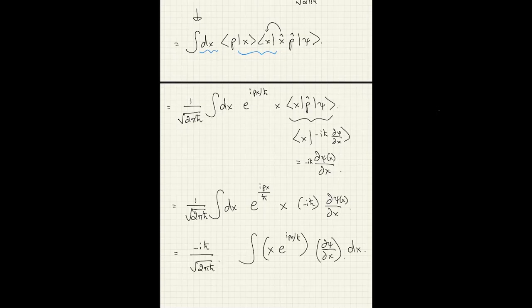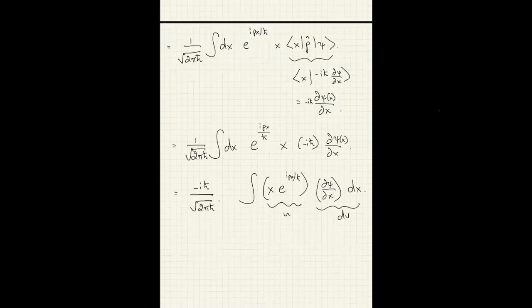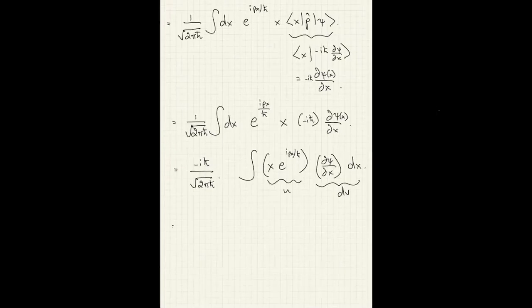Now I can do an integration by parts. This is my dv and this is my u. So this is equal to minus iħ over square root of 2πħ, times uv, x e to the i px over ħ times psi of x, between minus infinity and infinity. Unless otherwise stated, I'm always interested in the region L2 from minus infinity to infinity, because that is the region in which quantum mechanics is generally defined. Minus the integral v du.